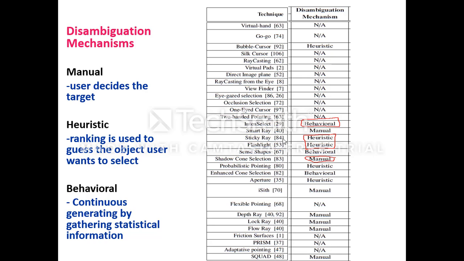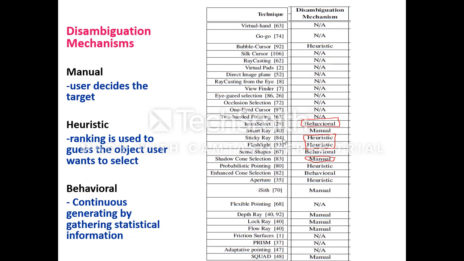Then we have disambiguation mechanisms. When we use volumetric tools, we are more prone to indicate more than one object at once, which can cause ambiguity. So you're pointing at something, but you're actually picking up many objects. So there is an ambiguity, and we have disambiguation mechanisms to fix that.